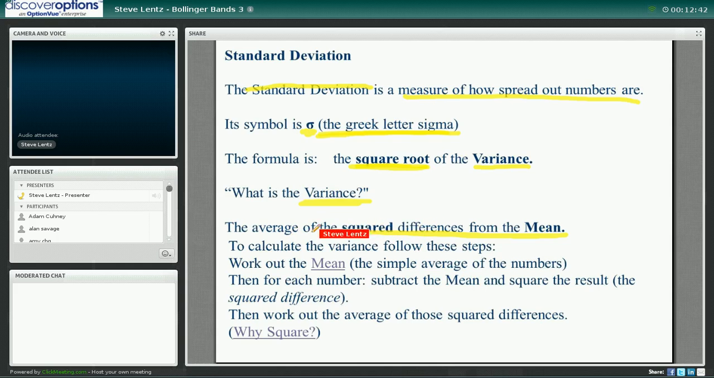Why not just take the average differences from the mean? Okay, you see that? The average difference. Why don't we just do this? Let me just cross this out. The average of the differences from the mean. Why don't we just do that? Well, we're going to explore that. You'll understand that in just a second.